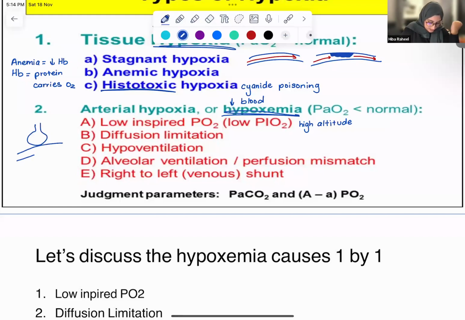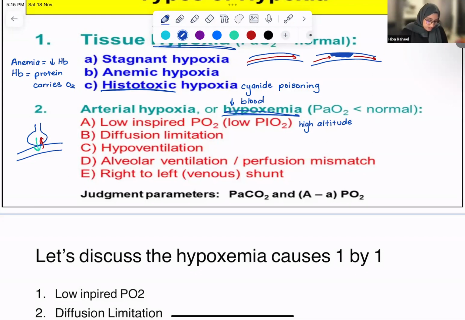This is the alveoli, this is the blood. So the O2 goes inside and the carbon dioxide leaves. This is what is called pulmonary diffusion. So when there is a diffusion limitation, what happens is that the alveoli are getting the oxygen, okay, but it's not getting delivered to the blood vessels. So the oxygen is basically not going into the arteries.